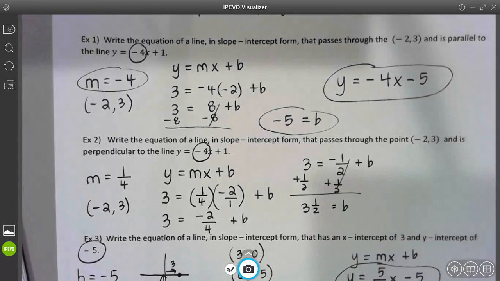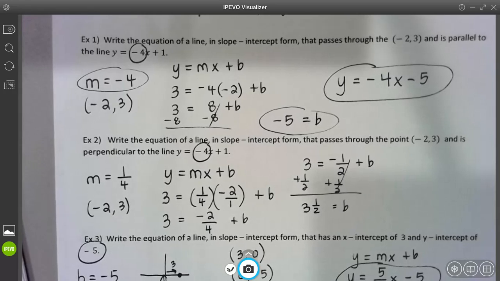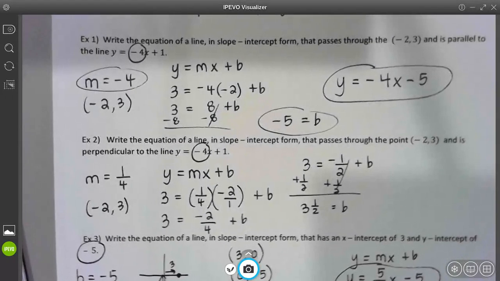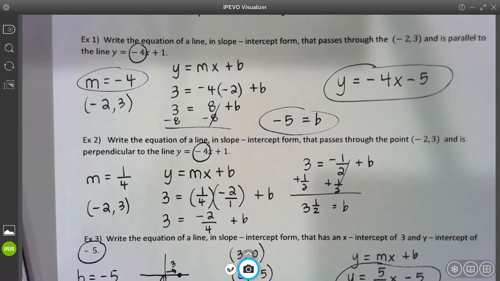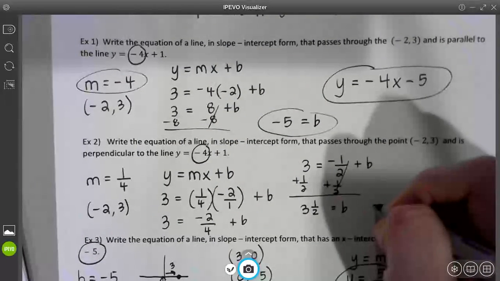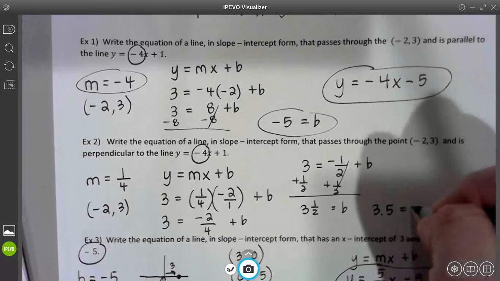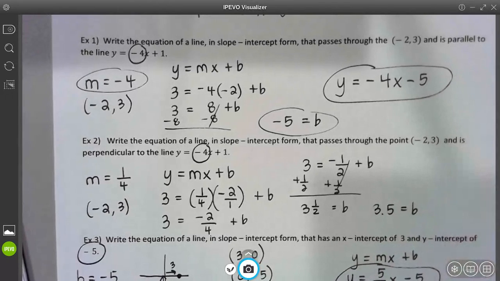I'm going to be brutally honest with you. I have no idea if Delta Math marks a mixed number correct or wrong. It is correct, so I'd like to think they would give it to you, but I don't know. Sometimes they're weird with their formatting and what they expect you to write your answer as. So if you get it wrong for writing 3 and 1/2 as a mixed number, you could always write 3.5 as a nice decimal.